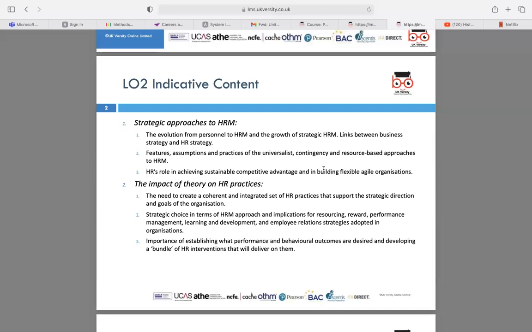Basically, the need to create a coherent and integrated set of HR practices that support strategic decisions and the organization's goals, and the choices that you make in terms of putting different HR strategies and how you're approaching them. And lastly, the importance of performance and the behavioral outcomes.